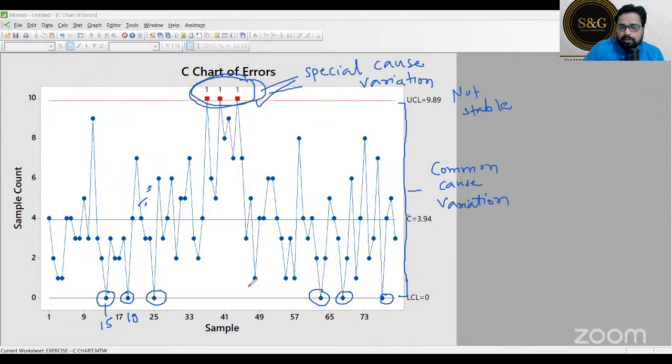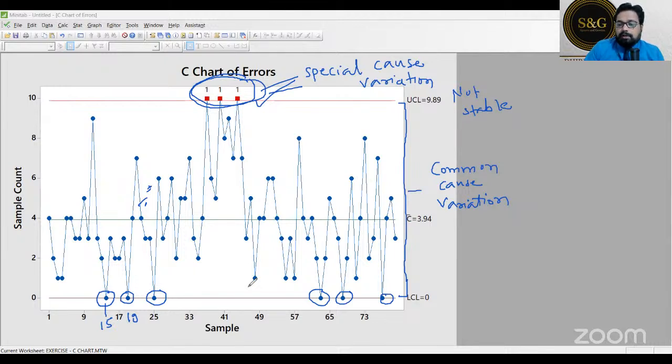Amazing. Now let me share with you another graph. Whenever you have defective data, now this is defect data, if you have defective data, then you go for NP chart. Okay, go for NP chart.